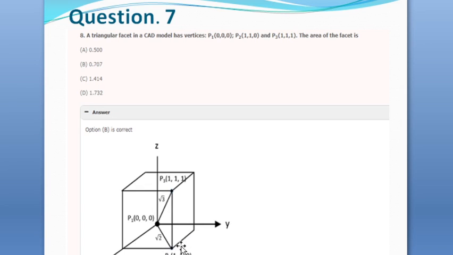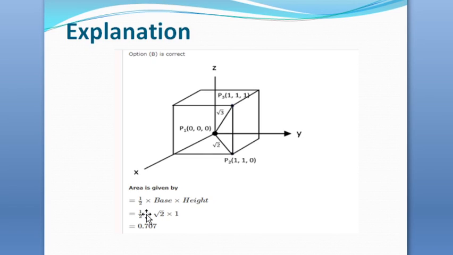The square is divided into 2 parts. Therefore, the included angle of a square is 90 degrees. It is divided by this line. Therefore, angle theta is equal to 45 degrees. Cos theta, sin theta is equal to 1 by root 2. To get the base here, root 2 value. Therefore, directly we substitute in the formula: 1 by 2 base into height, root 2 into 1, 0.707 is the answer. Option B.